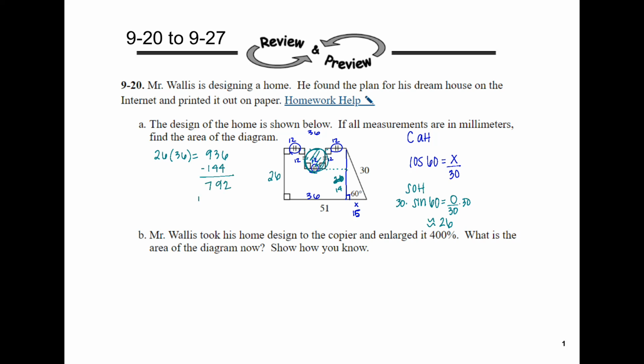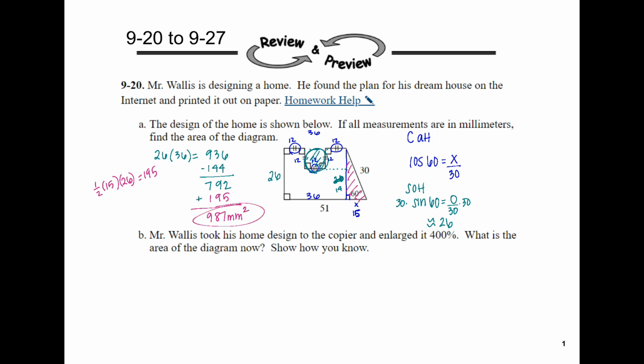And then we need to add our triangle, which if we take 1/2 times our base, which is 15, times our height, which is 26, we get 195. We then need to add 195 in, so we get an area of 987 millimeters squared.